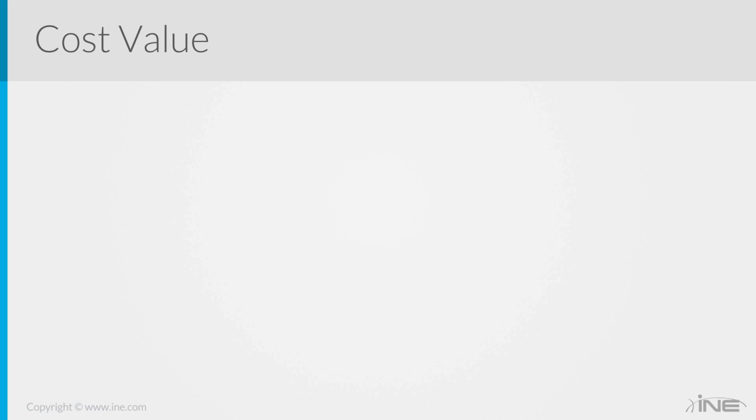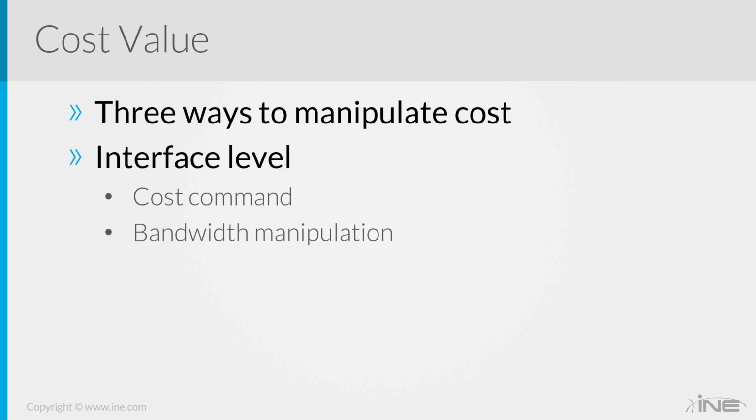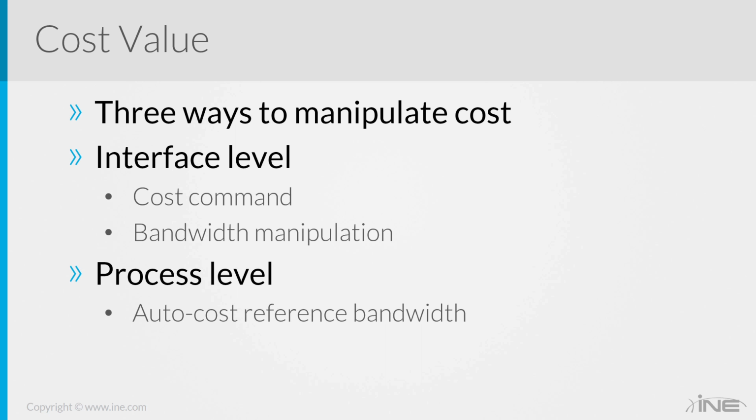Now, when it comes to the cost value itself, there are three ways to manipulate the cost. From the interface level, you have the cost command and bandwidth manipulation. And at the process level, you have the auto-cost reference bandwidth.